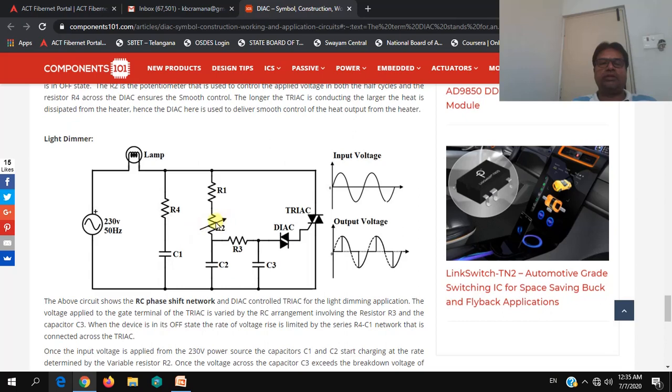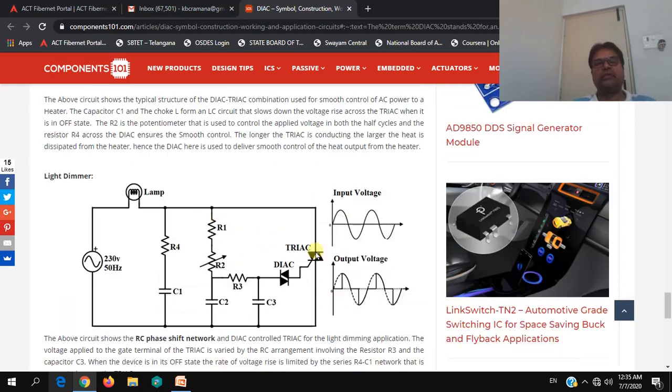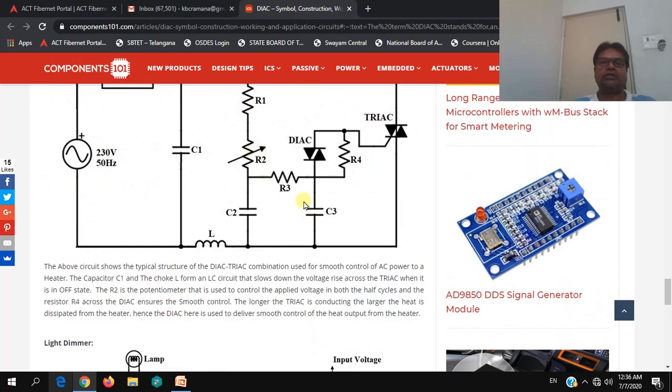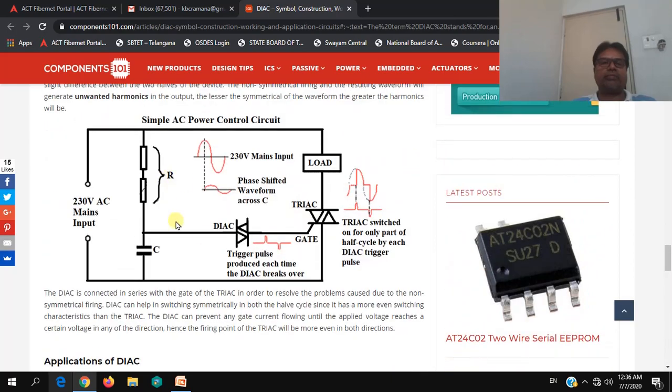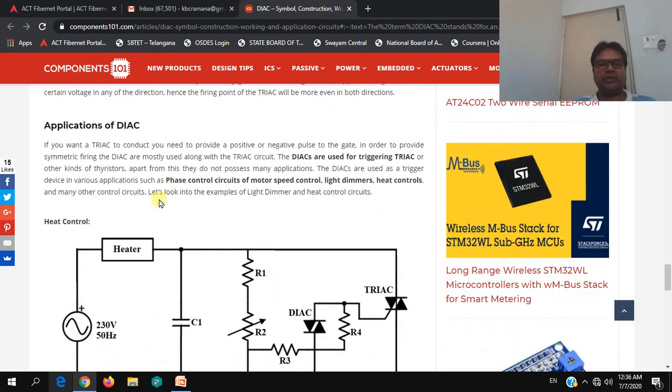By adjusting the value of this resistance, the capacitor voltage can be varied. The turn on of the diac can be controlled by varying the value of the resistance, and the firing angle can be controlled. In all the cases, the same thing can be done. It depends on adjusting the variable resistance.